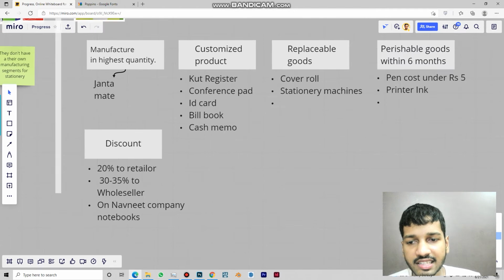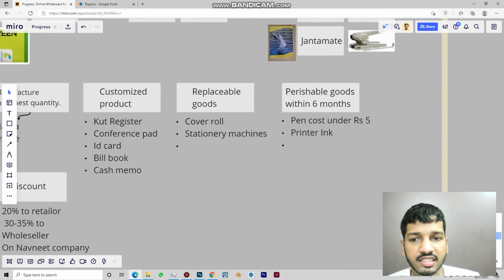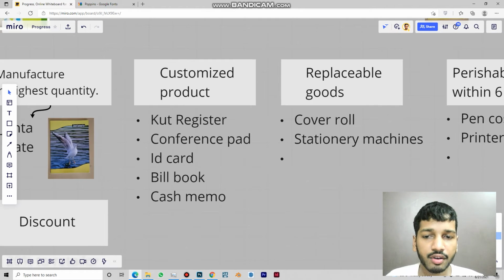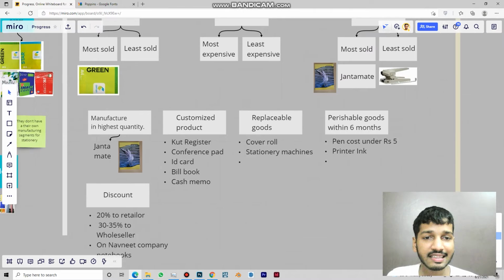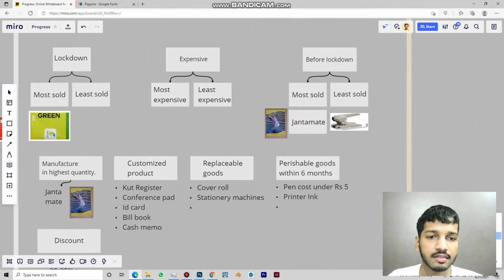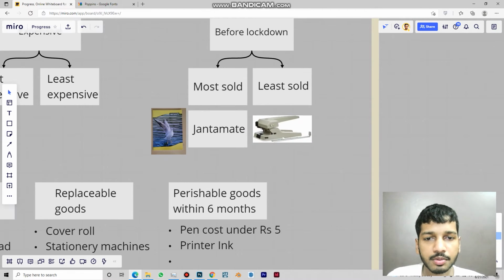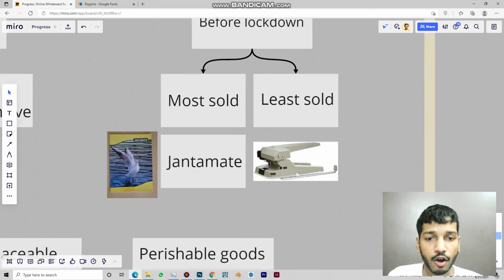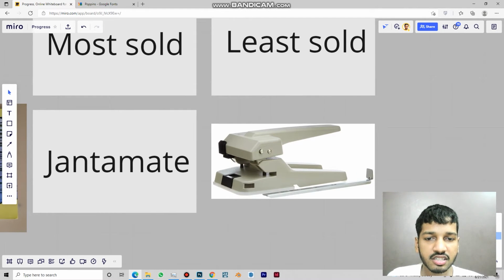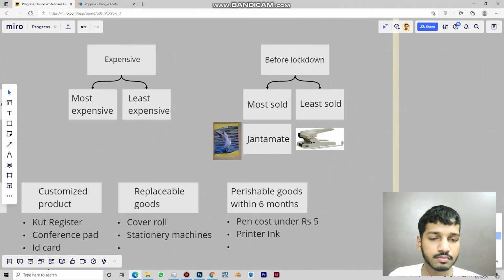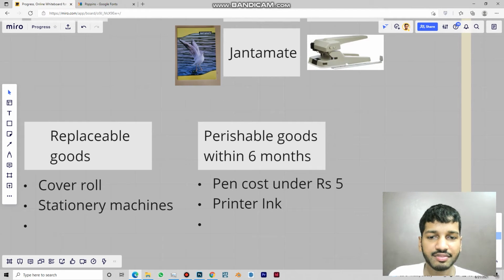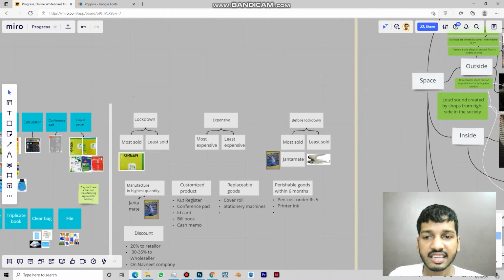Like what discount do they give? What is their customized product, if they do any customization in the product? They have this conference pad, ID card, bill book, and cash memo. They do customize, like before lockdown. What were the most sold products and the least sold products? They had many least sold products, but the topmost was this punch machine, a stapler machine. There are also perishable goods which last within 6 months, like printer inks and all.